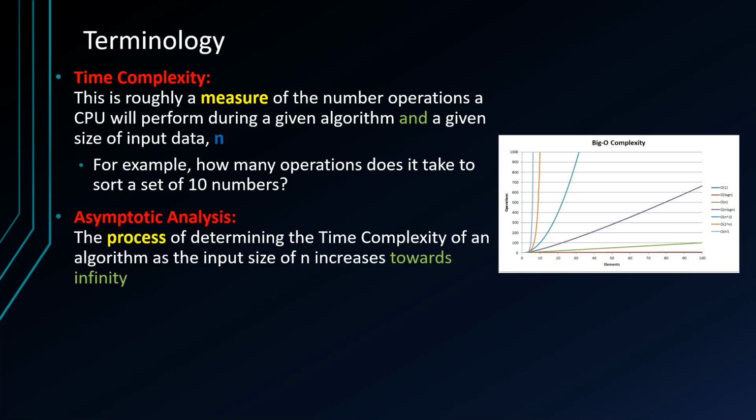Asymptotic analysis. This is the process of actually determining the time complexity of an algorithm. When we do this, our whole mindset is how efficient this is relative to the input size as that input size increases towards infinity. So if you look at this graph over here, we're analyzing how many operations are happening as the number of elements increases. For example, the nice straight line that you see here happens perfectly proportionally. It means for every one element you add, it adds one more operation. So that's a perfectly linear line, which is why we call that a linear time algorithm.